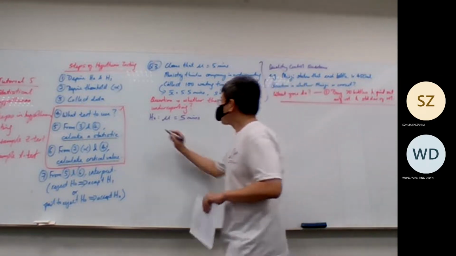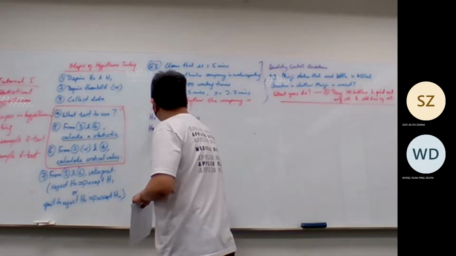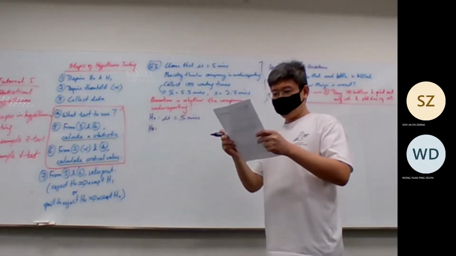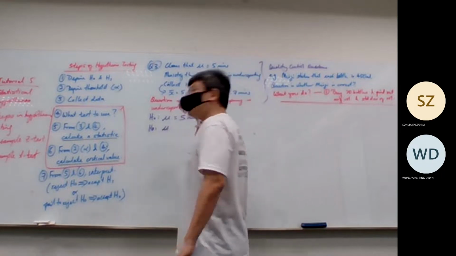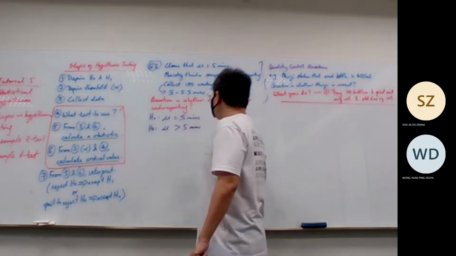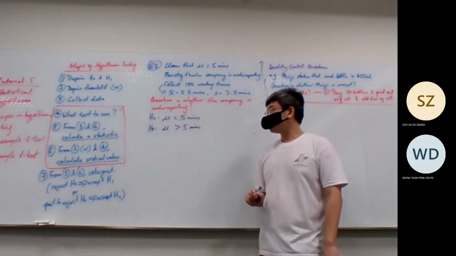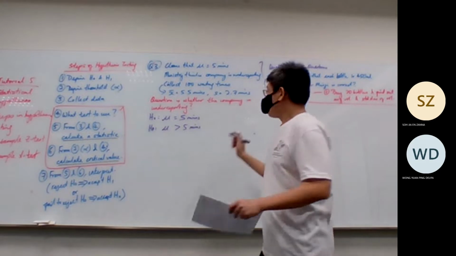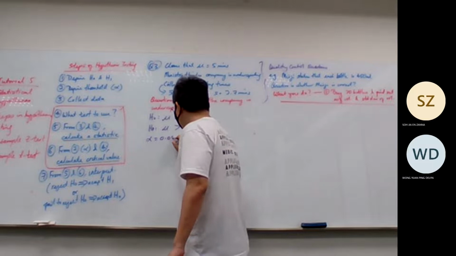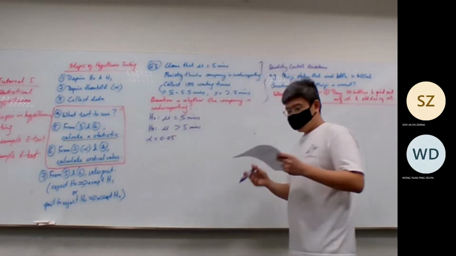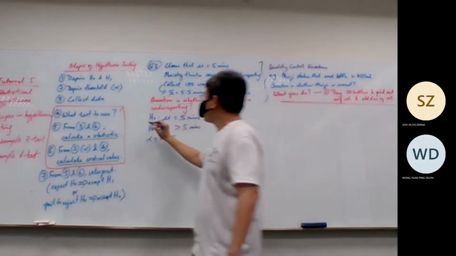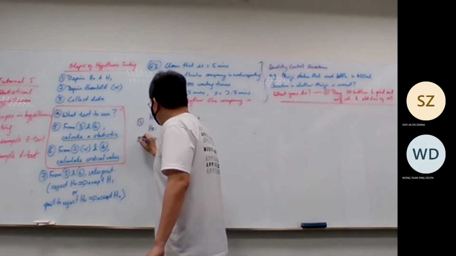Okay, so my alternate hypothesis is that the ministry thinks it's under-reporting, which means the average waiting time should actually be more than 5 minutes. That gives you a one-tail test. The alpha is 0.05. The question asks you for 5% significance. So now we have settled part 1 and part 2.